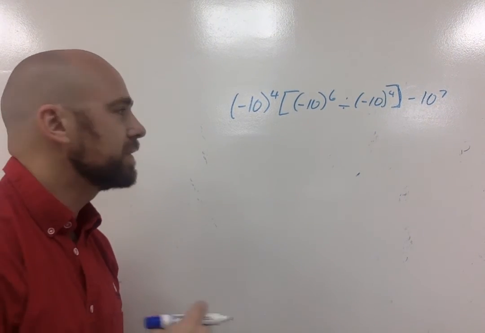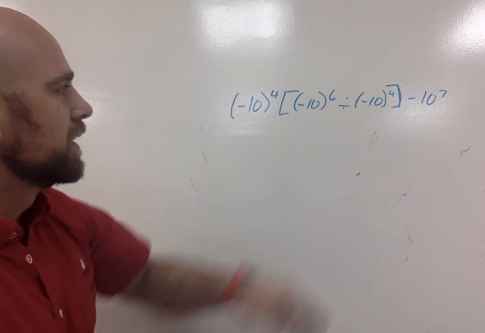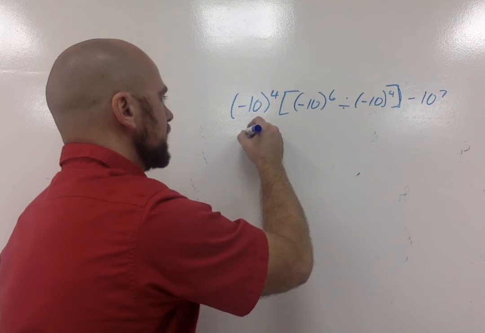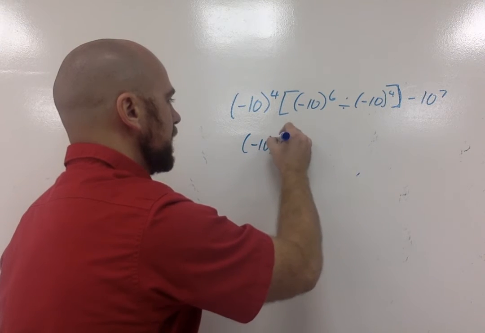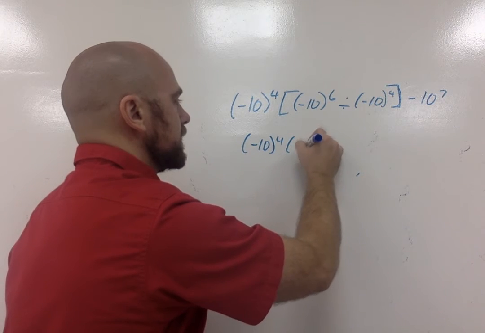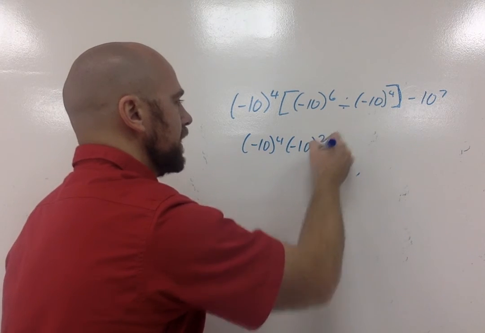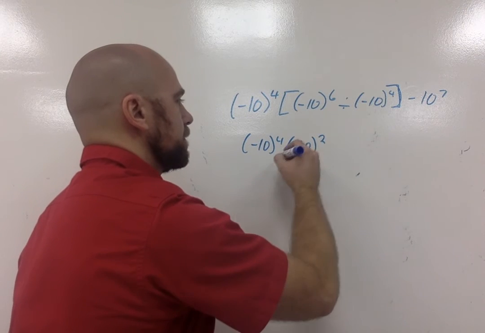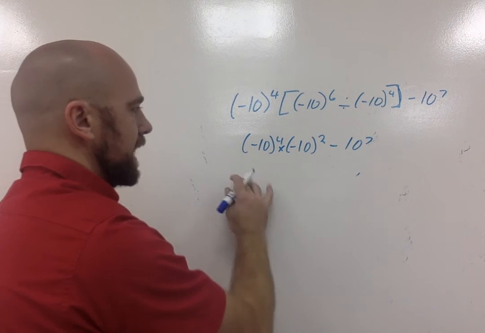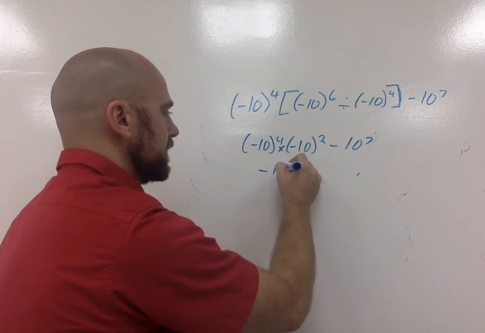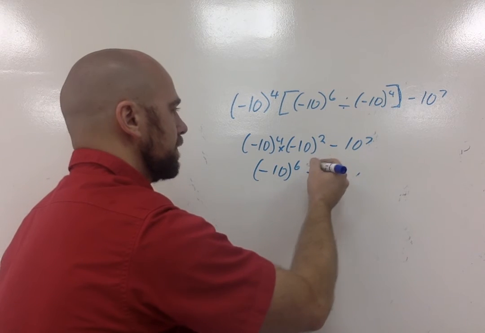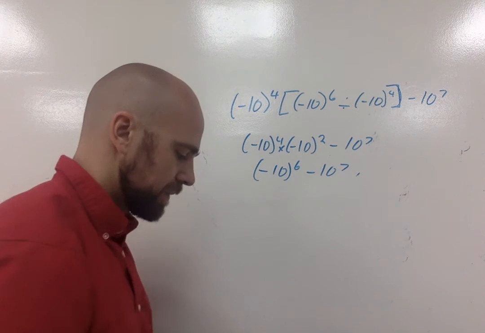Okay, so once again, we have to go through our brackets first. Okay, so I'm going to go through this. So I've got 6 minus 4. So I'm going to have negative 10 to the power of 4 times, I'm just going to put it in brackets, negative 10 to the power of 2. Okay, so this is multiplication, minus 10 to the power of 7. Now I can add these together, so I get negative 10 to the power of 6 minus 10 to the power of 7. Okay.